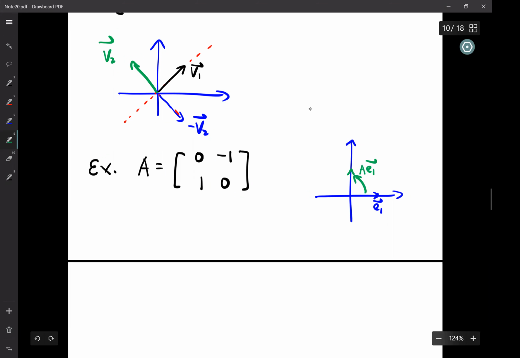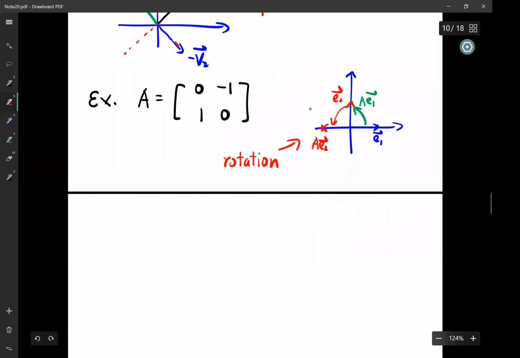It rotated 90 degrees. Now, if I start from 0, 1, it will become minus 1, 0. So if I start from E2, then it will be rotated. This would be AE2, so it's minus 1, 0. So you see, this one, instead of a reflection, this A matrix, although the only difference is a minus sign, is a rotation.